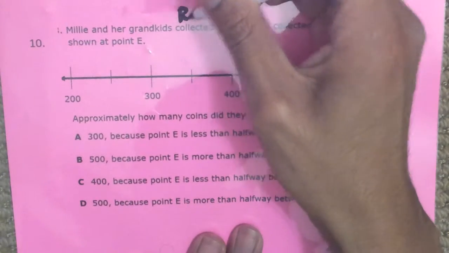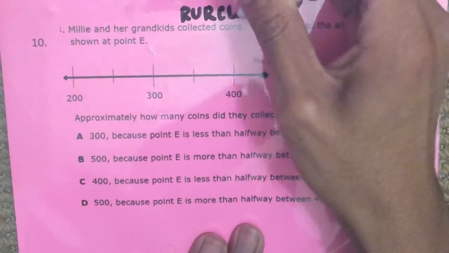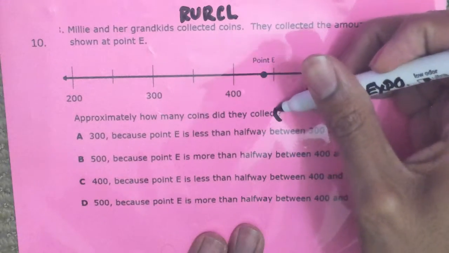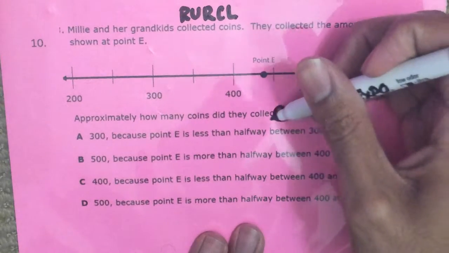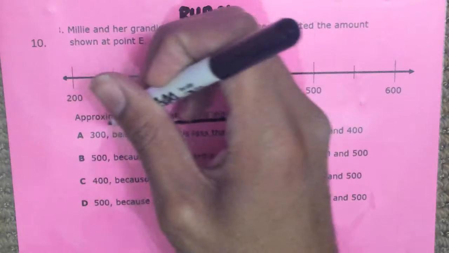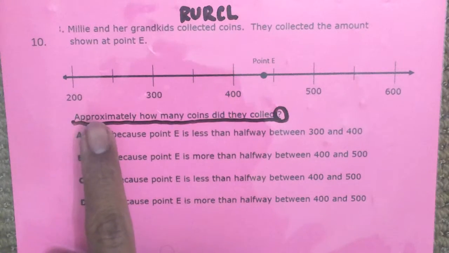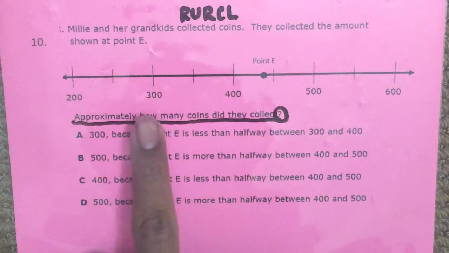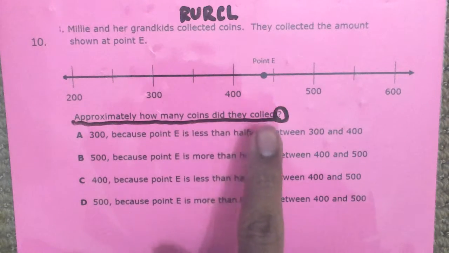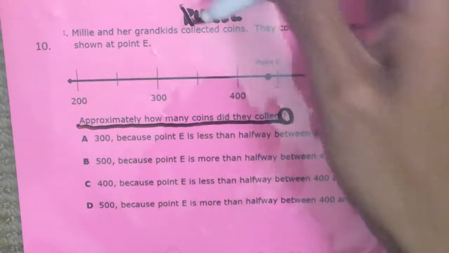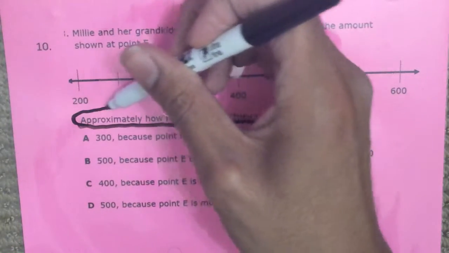Let's start with, are you reading closely and looking? Let's read the question and start by circling the question mark and going back to the beginning of the sentence. Put your finger on approximately. It says, approximately how many coins did they collect? So let's cross off the R. Let's circle this word approximately.